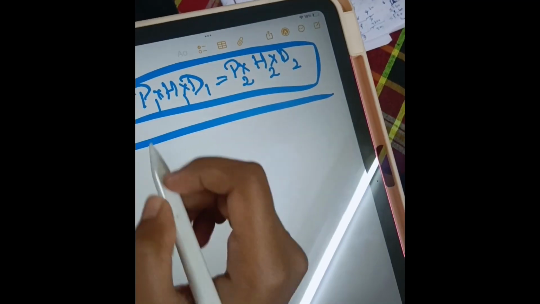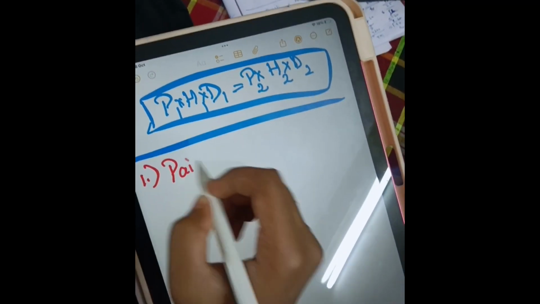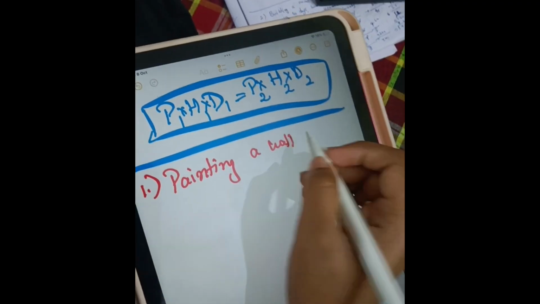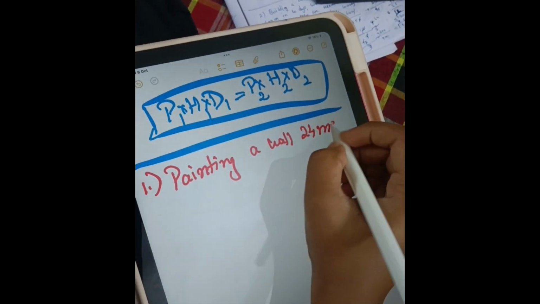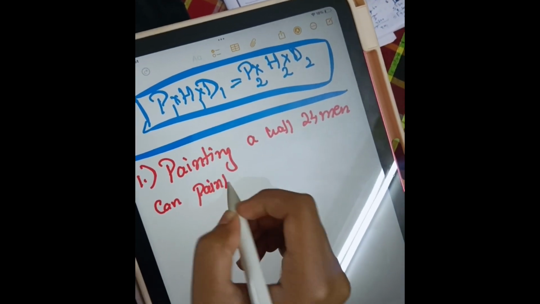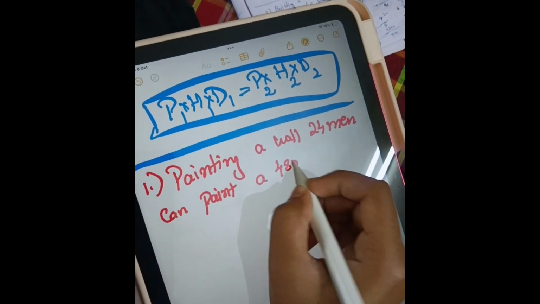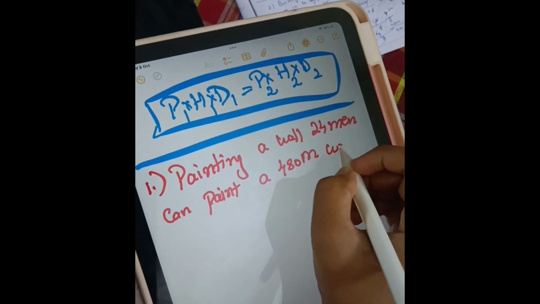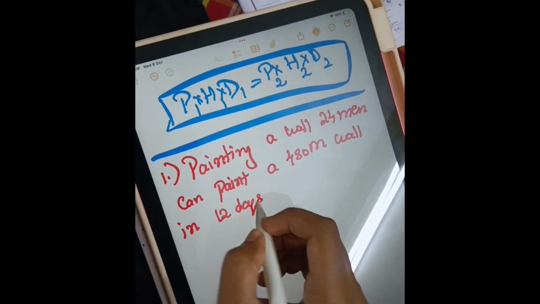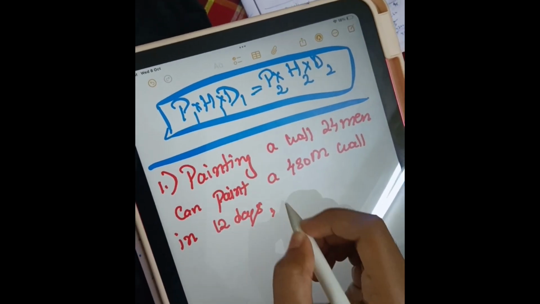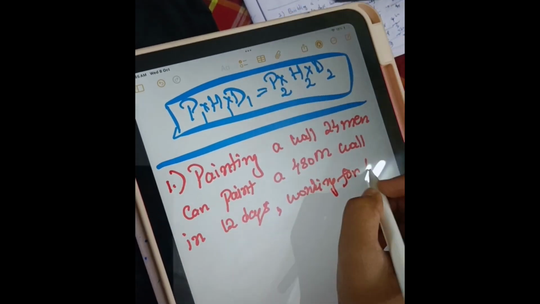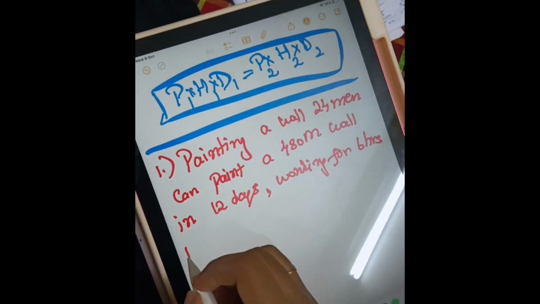First I'll be giving a problem. The problem begins with painting a wall. 24 men can paint a 480-meter wall in 12 days. Also, they are working for 6 hours per day.